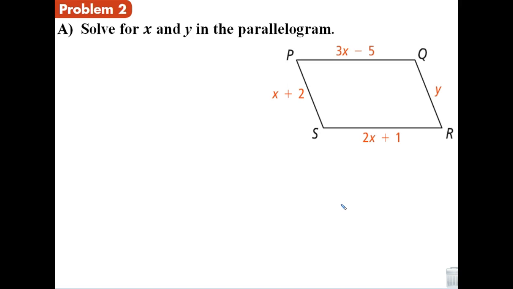In problem 2, we're going to bring some algebra into the mix and use our properties to solve for variables in parallelograms. So 2a says solve for x and y in the parallelogram. It looks like x and y are part of expressions for the side lengths of my parallelogram here. We know that the opposite sides of parallelograms are congruent. Therefore, I can set up that 3x minus 5 is equal to 2x plus 1.